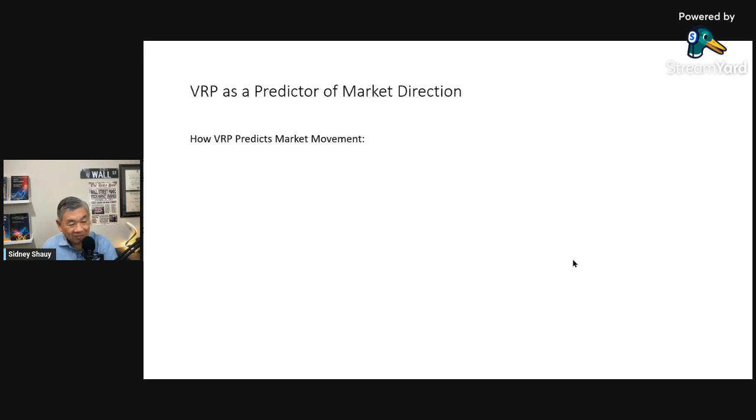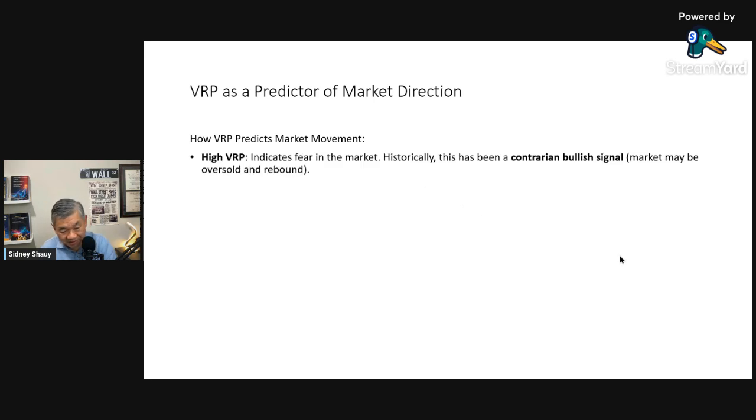Okay, now here's the point that we came here to discuss. Is the VRP a good predictor of market direction? How does VRP predict market movement? A high VRP indicates fear in the market. Historically, this has been a contrarian bullish signal. The market may be oversold and rebound. So this VRP can be used as a contrarian signal.